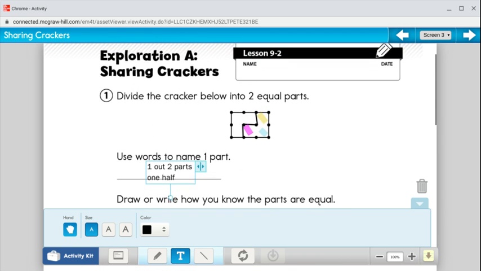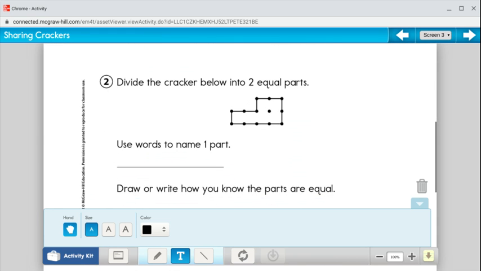How do we know that they're equal parts? Well, I think we just explained it when we put these colors in here. We know that they're equal parts because they each get 3 little squares. 3 little squares and 3 little squares. All right, perfect. Let's move down here.